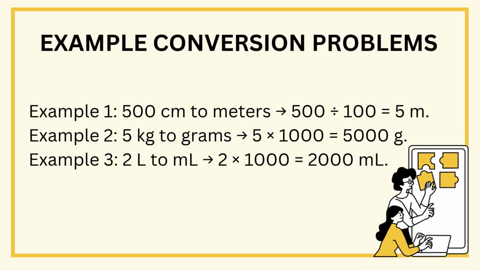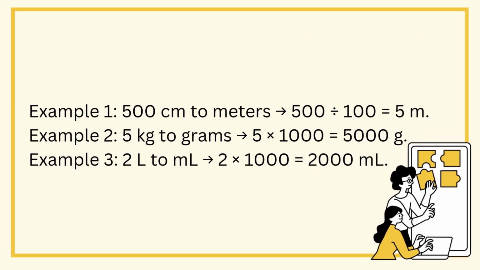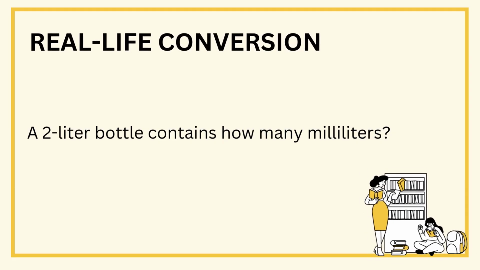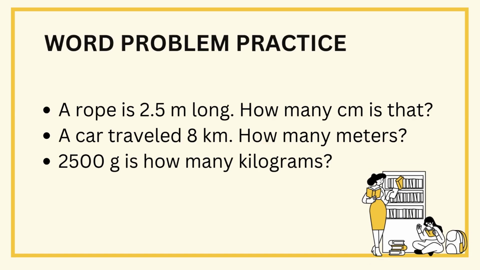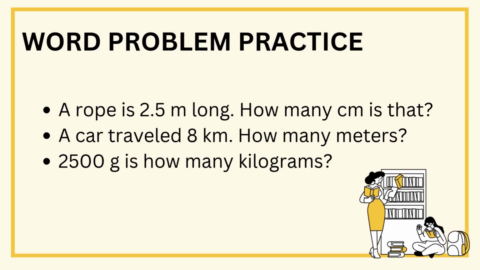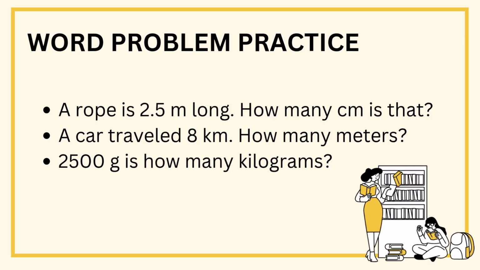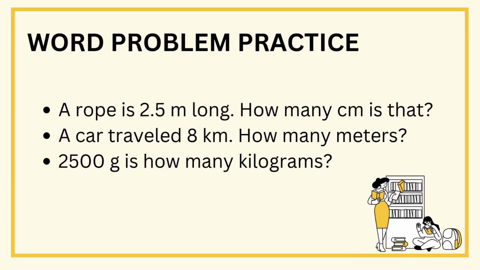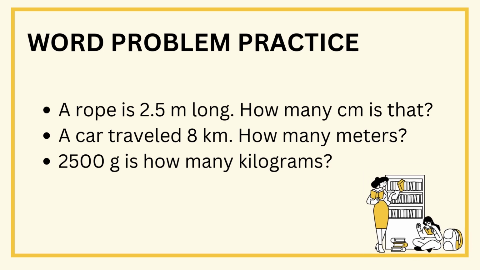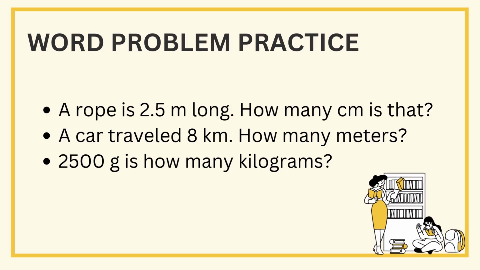Some basic examples for conversion of length, mass, and volume in metric units. 2 times 1,000 equals 2,000 milliliters, same as 8 glasses of water. Word problem practice. 1. A rope is 2.5 meters long. How many cm is that? 2. A car traveled 8 kilometers. How many meters? 3. 2,500 grams is how many kilograms? Always multiply or divide by 10, 100, or 1,000 depending on whether you move up or down the metric ladder.